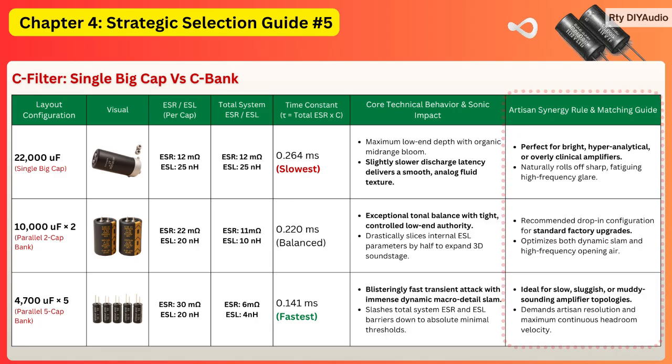However, your engineering execution must strictly match your current system's native character. Never dump a blisteringly fast 5-cap bank into an already clinical, harsh, or bright setup, as it will over-sharpen the high frequencies. Target these speed adjustments precisely to balance and wake up sluggish or muddy systems.